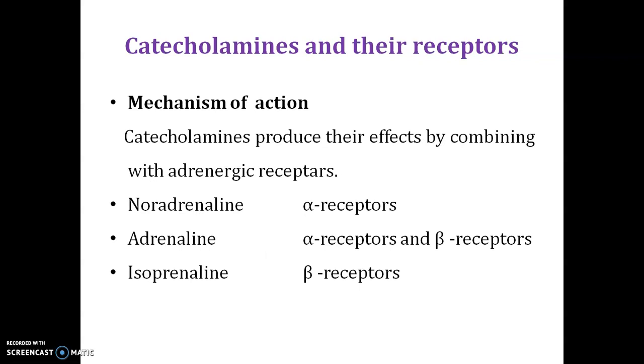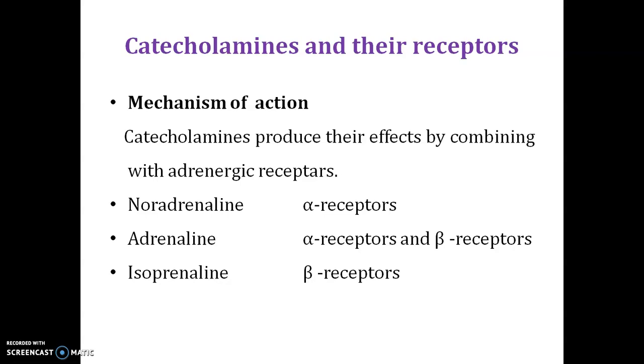These drugs act by combining with adrenergic receptors, either alpha adrenergic receptor or beta adrenergic receptor, or they may act on both alpha as well as beta adrenergic receptors. The effect observed after administration of the drug depends on the receptor on which the drug acts.